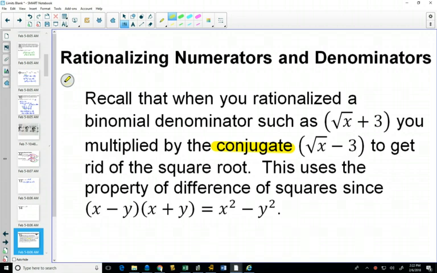And whenever you multiply a binomial by its conjugate, it's a difference of squares. And what happens every time you multiply something that's a difference of squares? The first term gets squared, the second term gets squared. And so what this does is it gets rid of all square roots, because you're squaring the first term and you're squaring the second term. And that rationalizes the denominator.